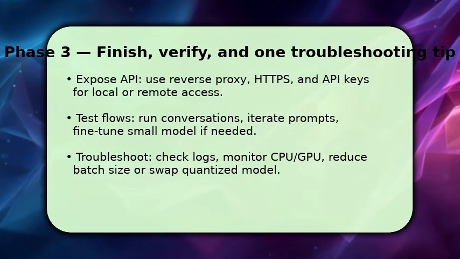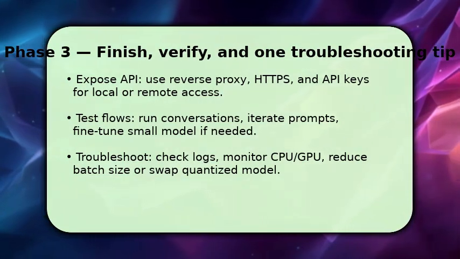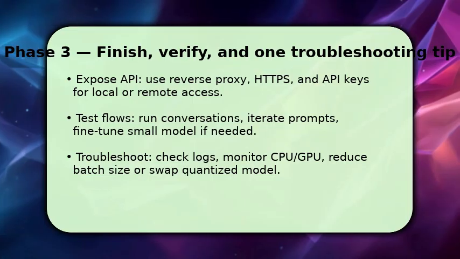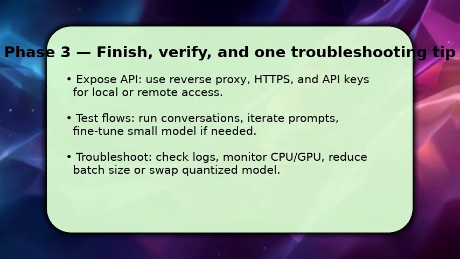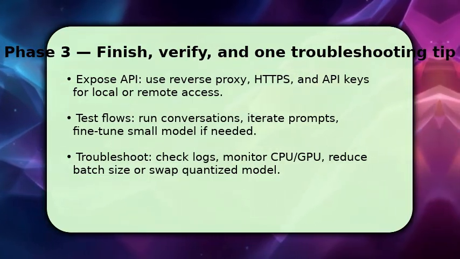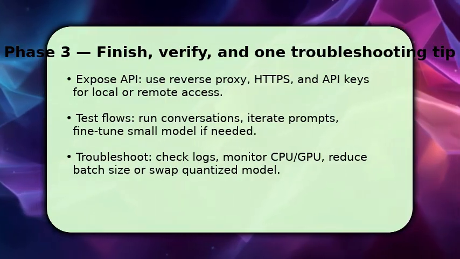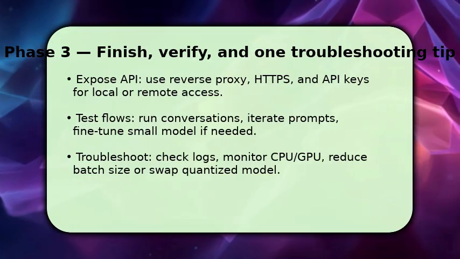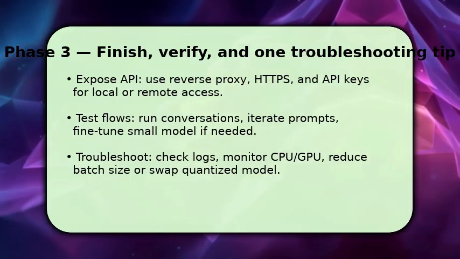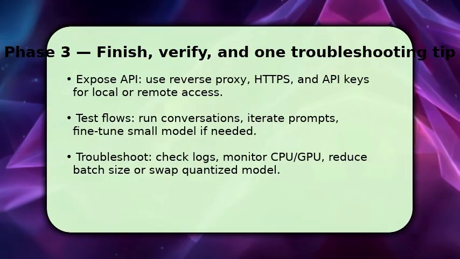You finish by deploying and polishing. Deploy the API behind a reverse proxy with HTTPS, add API keys, and restrict network access. Once live, test full voice and text flows, iterate prompts and configuration, and consider fine-tuning or adjusting temperature for better responses. Make sure to monitor logs and system metrics.